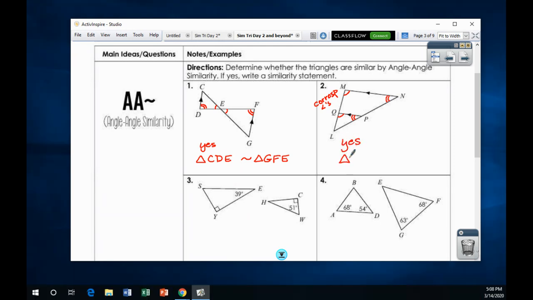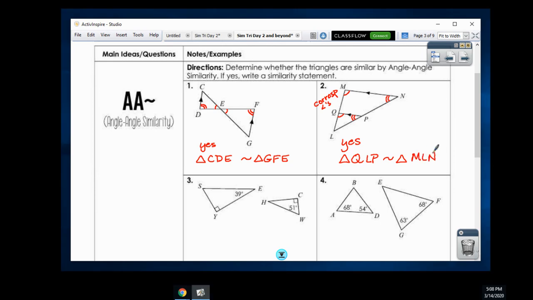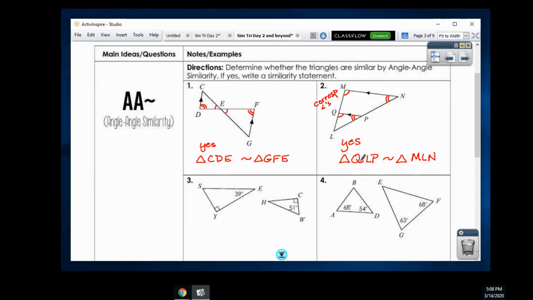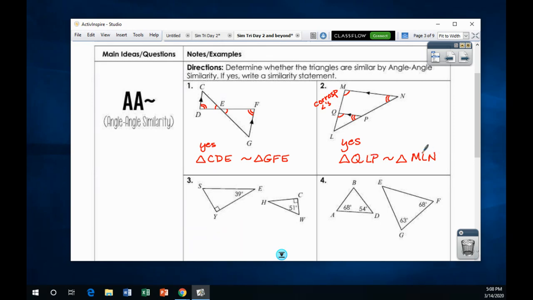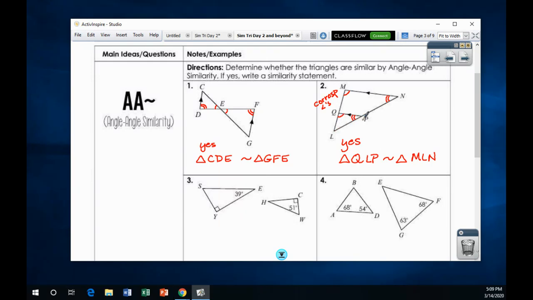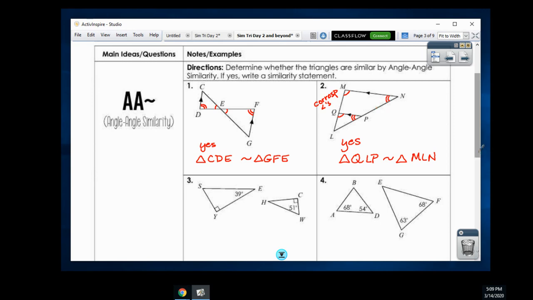And so my similarity statement, how about this? QLP is similar to triangle MLN. So again, important how you write that. You got your choice. You can write it 6 different ways because these 3 letters can be arranged in 6 different orders. But once you write this one, you're bound to write the second one in the same way. So I chose the Q here, had 1 tick mark, L, which doesn't have any, and then P, so I went QLP. So then I got to go MLN for the second one.